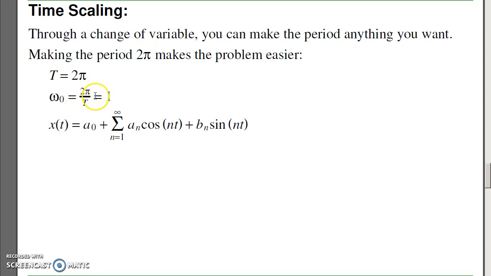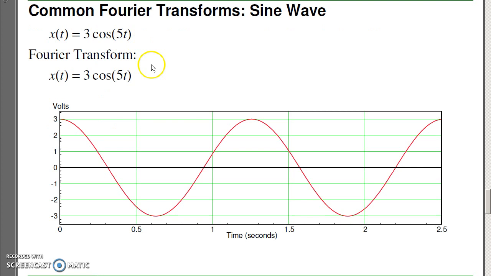In that special case where the period is 2 pi, the Fourier transform is just a0, all the cosine terms are just cosine nt, sine terms are sine nt, and it makes the math a little bit easier. We'll be doing that in MATLAB, changing it so the period is 2 pi. To give an example of what the Fourier transform looks like, we'll look at a couple of periodic signals and show you what the Fourier transform does.